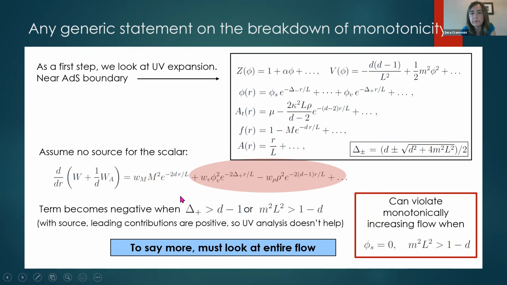You can show that this happens when delta plus becomes greater than d minus 1 for the case in which you don't have a source. Okay, so this is the case where phi sub s is 0. You only have the vev. With a source, instead, the leading contributions are positive, so this analysis doesn't help. And of course, what you need to do is look at the entire flow. But at least this gives you some guidance as to when you could expect this monotonicity to break down.